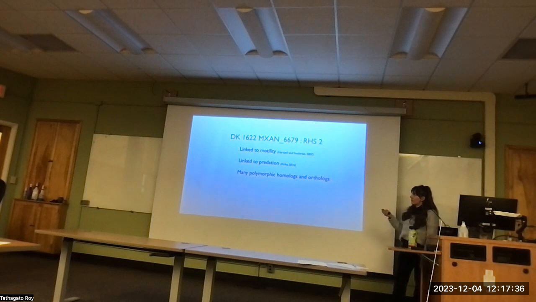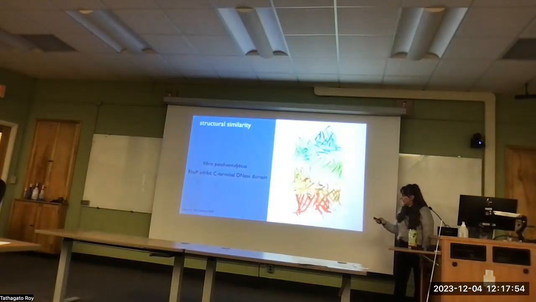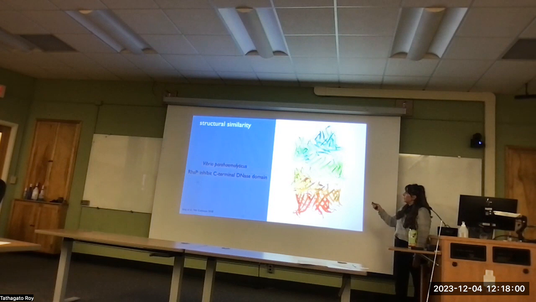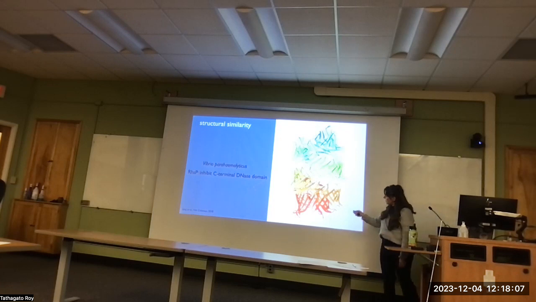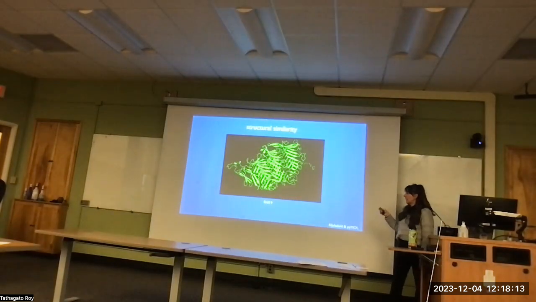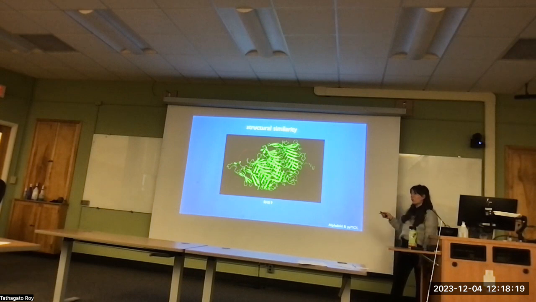So starting off with bioinformatics or some literature search, we have noted that 6679 has been linked to motility previously, as well as to predation by the Kirby group, and it has many polymorphic homologs and orthologs. Here we can see the crystal structure of Vibrio parahaemolyticus RHS protein, and we can see that this structure on the outside is a cage that is harboring this toxin, shown here in red. Additionally, if we look at RHS9 found in Myxo, we notice the same type of structure, or a cage that could hold a toxin.